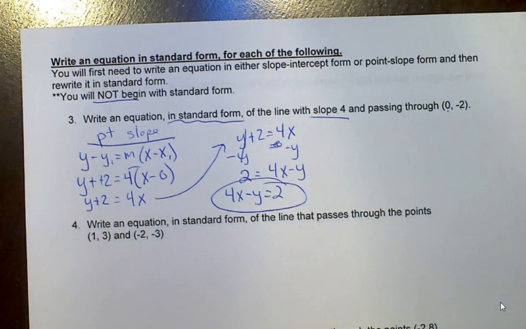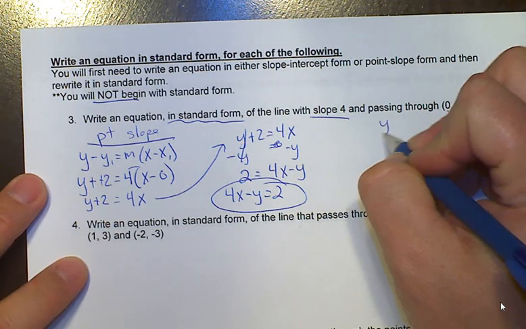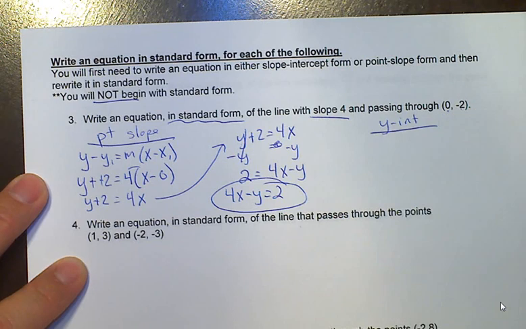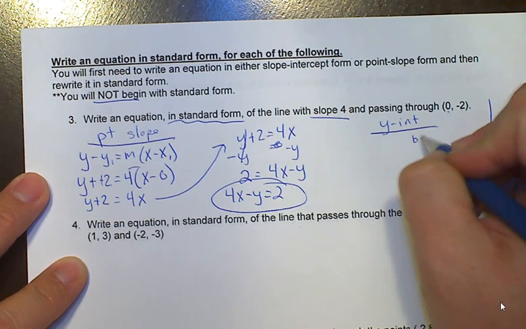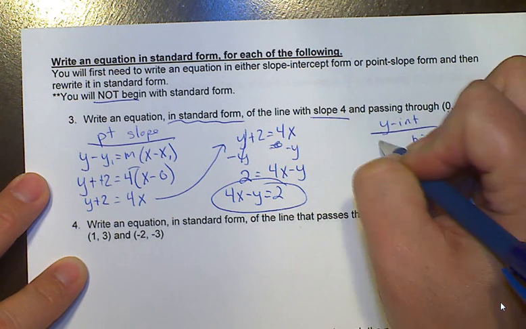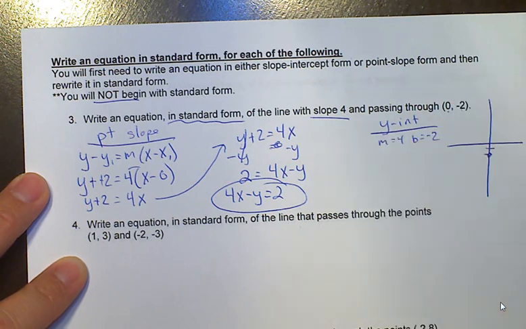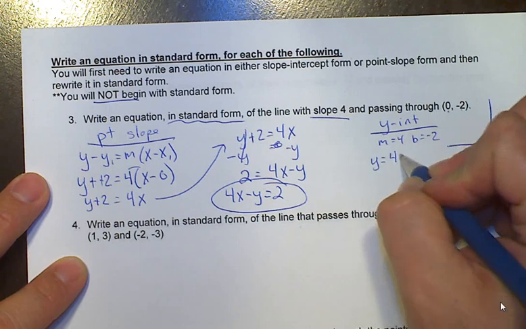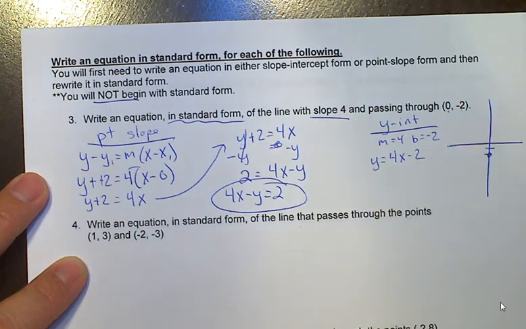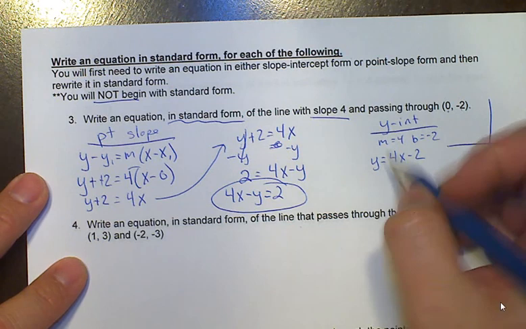Alright, yesterday, if I wanted to start with y-intercept, okay, my y-intercept, well, that point here is 0, negative 2. So my b is negative 2. My slope is 4. So my equation is y equals 4x minus 2. Okay, now I could subtract 4x.